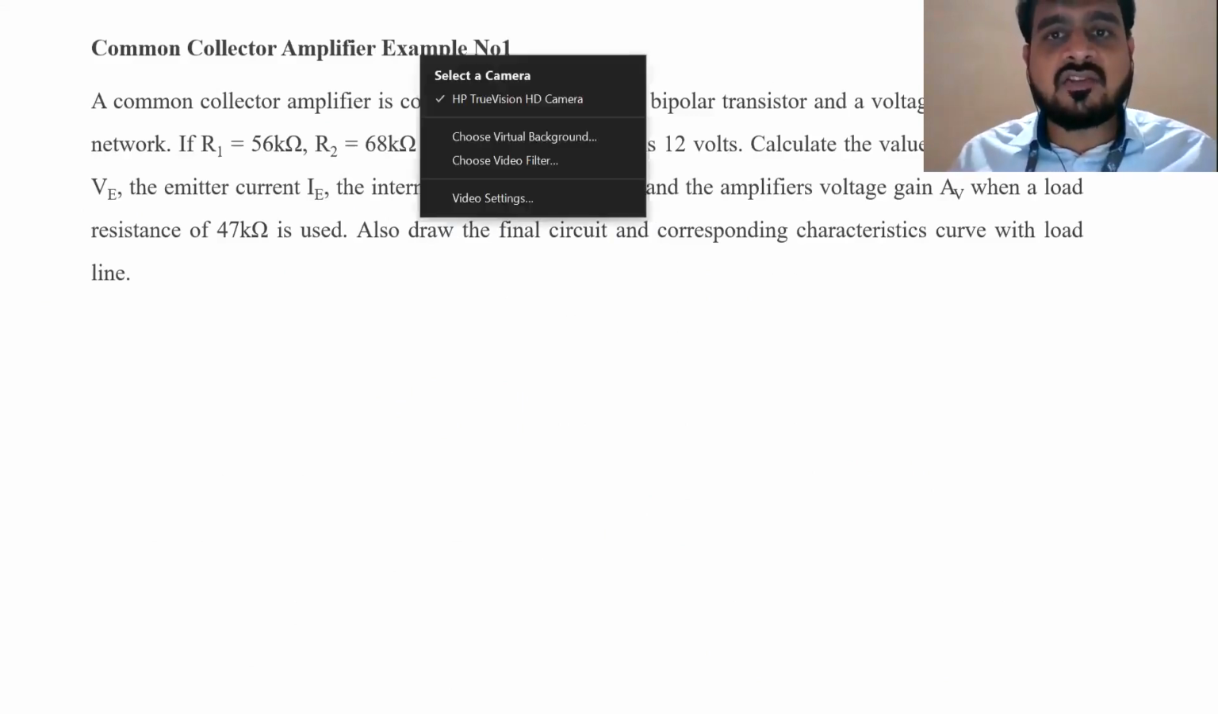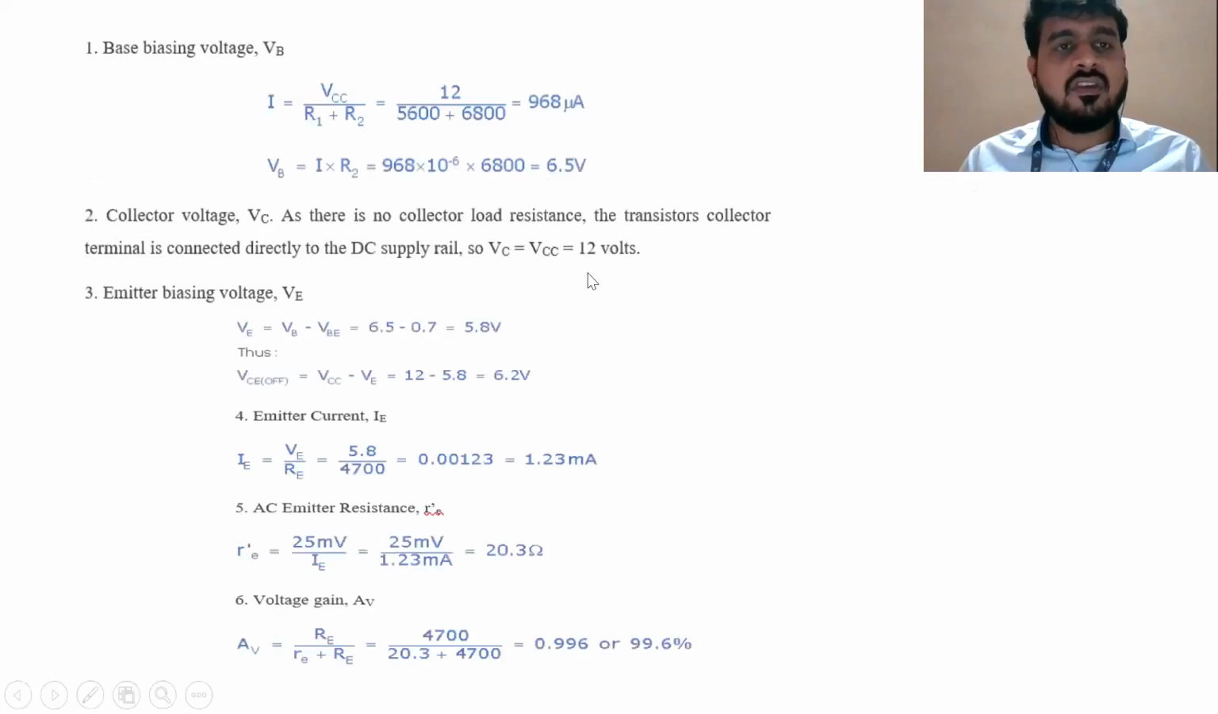Now we'll see the solutions. What is the first thing you have done? You have found the current. These are the basic steps I showed you. Those who have not understood can directly use Ohm's law to find the base voltage. What is the base voltage you got? Please cross check your values. 6.48 volt, so to the first decimal digit you get 6.5 volt.